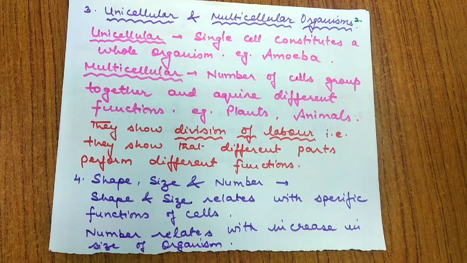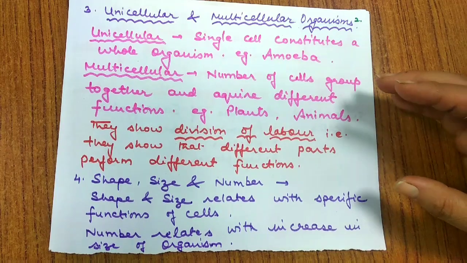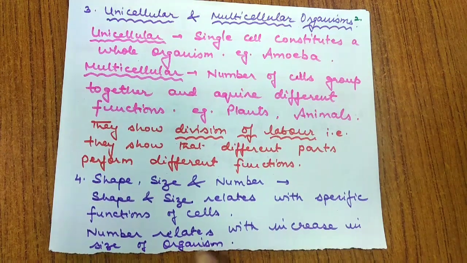Now we'll talk about the number. On the basis of number, we can say we have unicellular and multicellular. Many of the multicellular organisms have a large body which is composed of a larger number of cells. So I can say that number relates with increase in size of organism. The larger the number of cells, the bigger will be the size of that object.